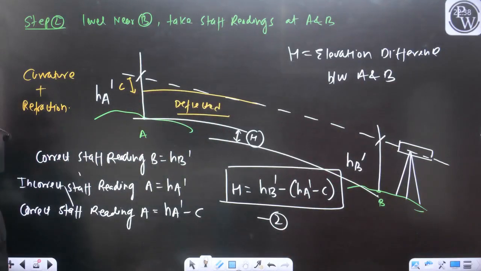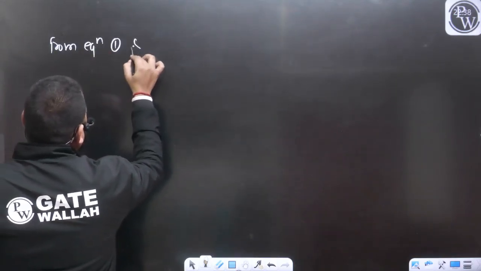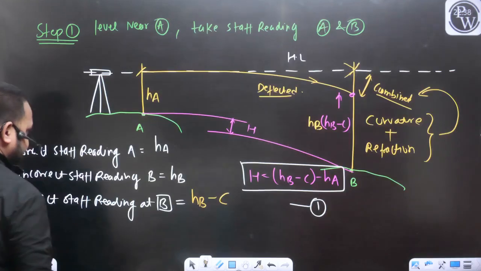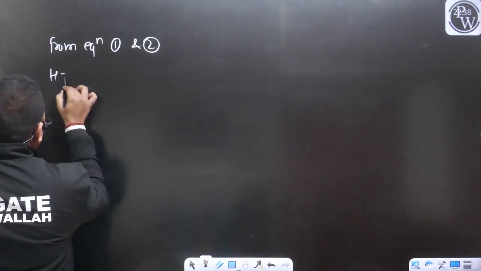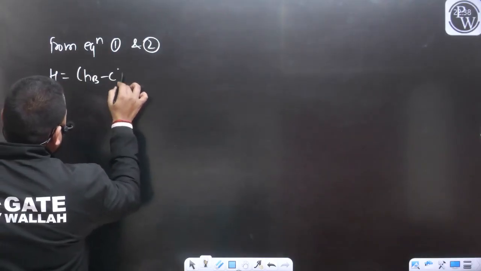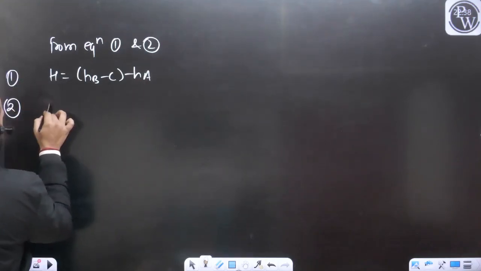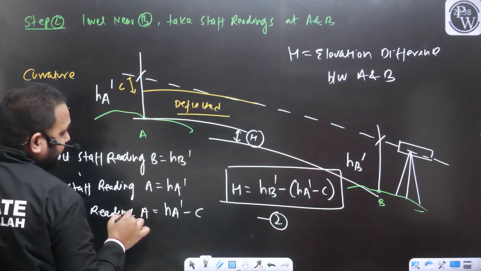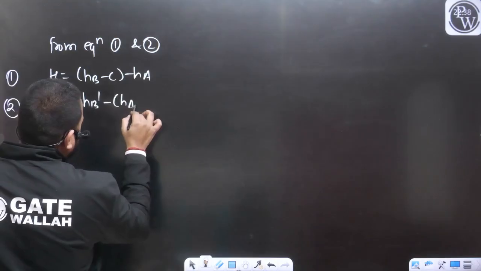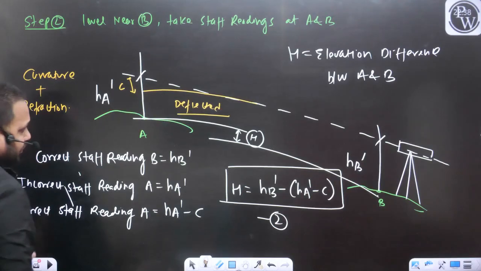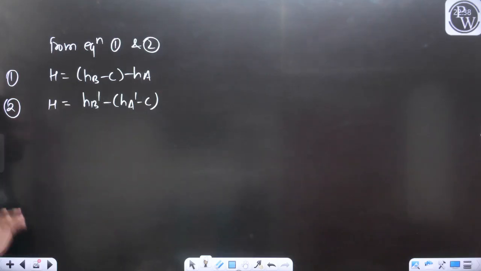So now, from equations number 1 and 2, let's write the equations first. H is equal to HB minus C minus HA. This was equation number 1. Equation number 2 was H is equal to HB dash minus HA dash minus C. Yes or no? HB dash minus HA dash minus C. This is your equation number 2.